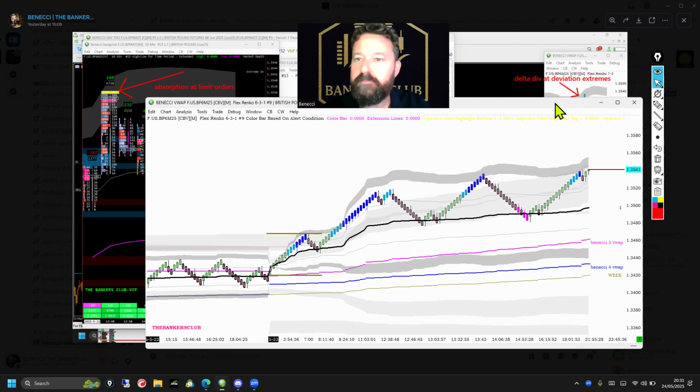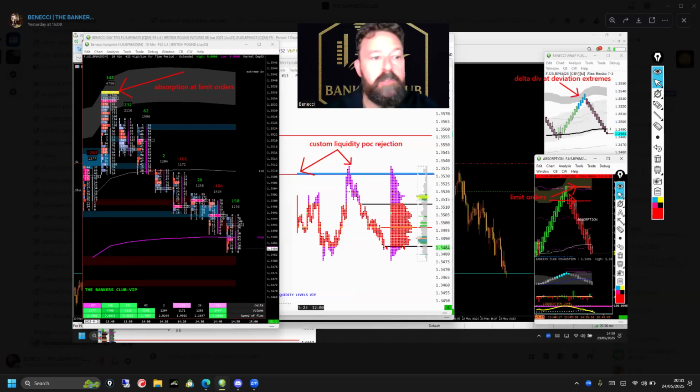So we could see, I'll just pull that chart back over to the other side of another screen. We had delta divergence at the deviation extremes. So that was in alignment with the point of control, in alignment with the footprint chart. As we've just spoken, delta extremes, deviation bands, 2.5 to 3 standard deviations. That's how I set it up.